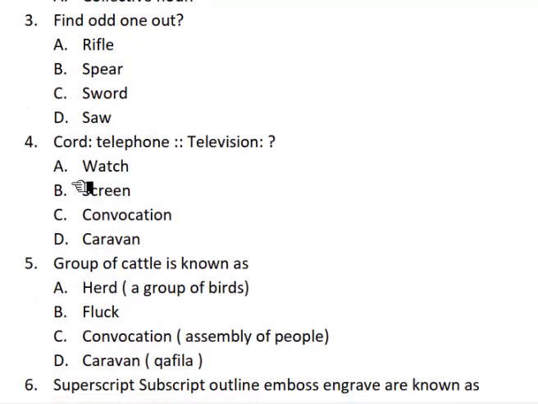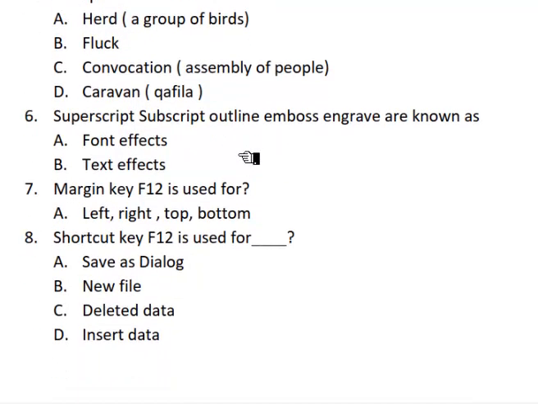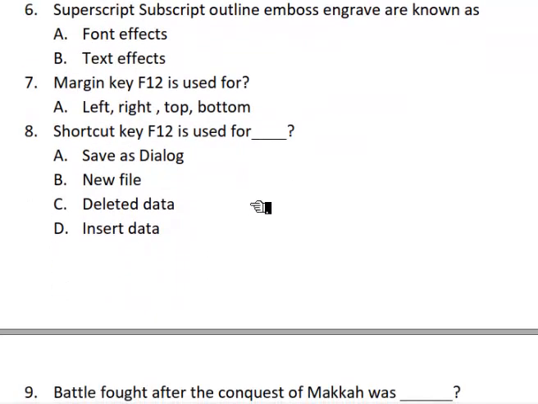Question 4. Card, telephone, television. So the correct option here is the screen. Question 5. A group of cattle is known as a flock. Question 6. Superscript, subscript, outline, emboss, engrave are known as font effects. Question 7. Margin: key F12 is used for left, right, top and bottom. Question 8. Shortcut key F12 is used for the Save As dialogue.